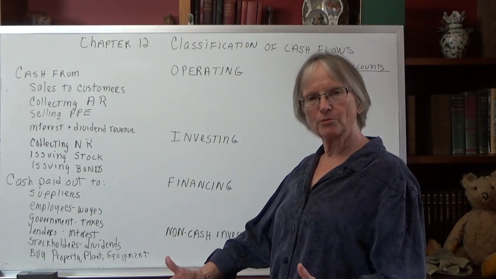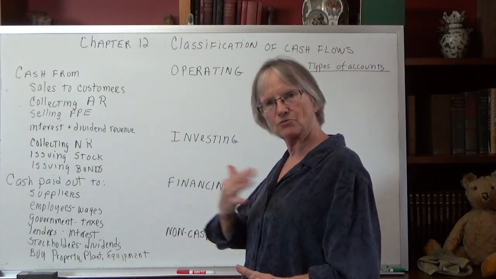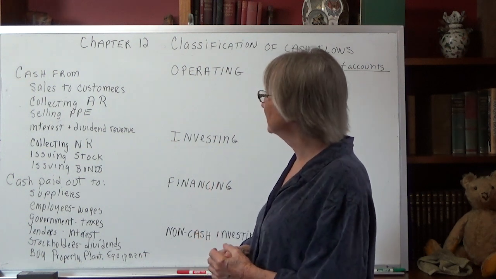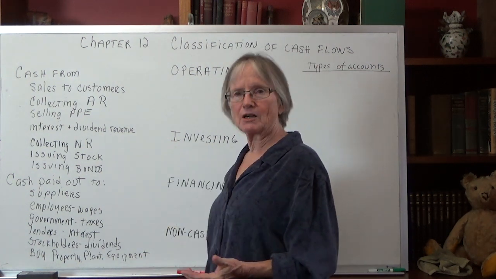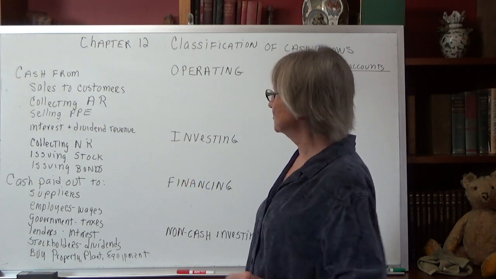Maybe the company had loaned money in the past to somebody and now they're collecting a notes receivable, cash would come in for that. Then you get cash from issuing stock or issuing bonds payable. So there are all different things that cash can come in from.